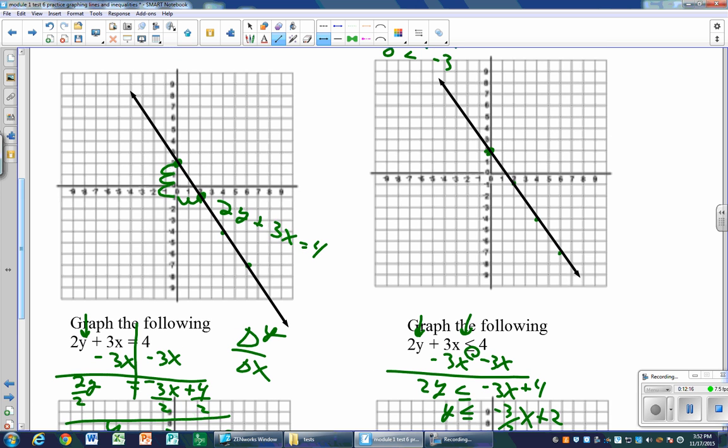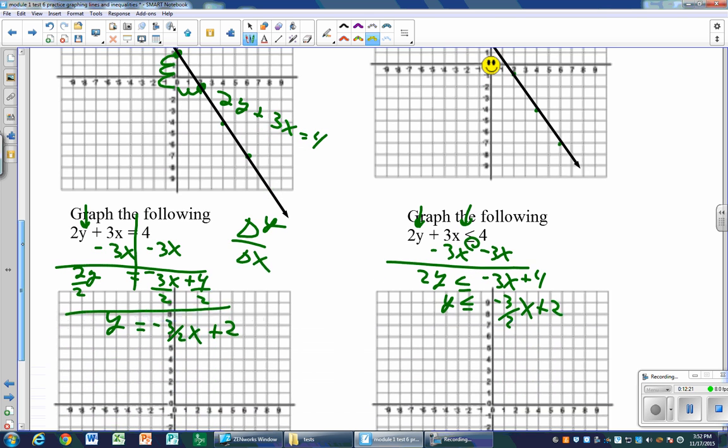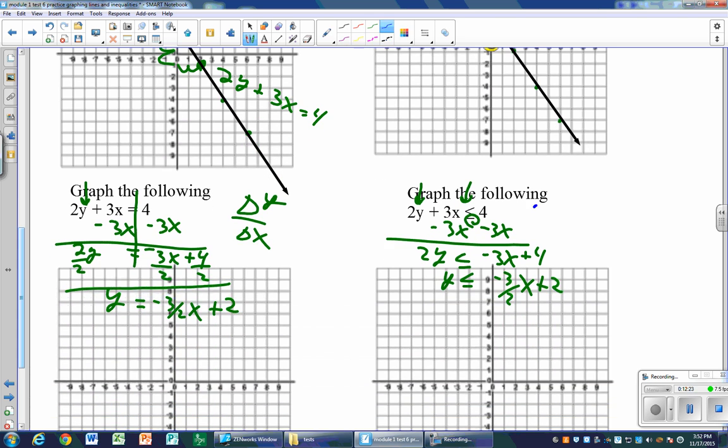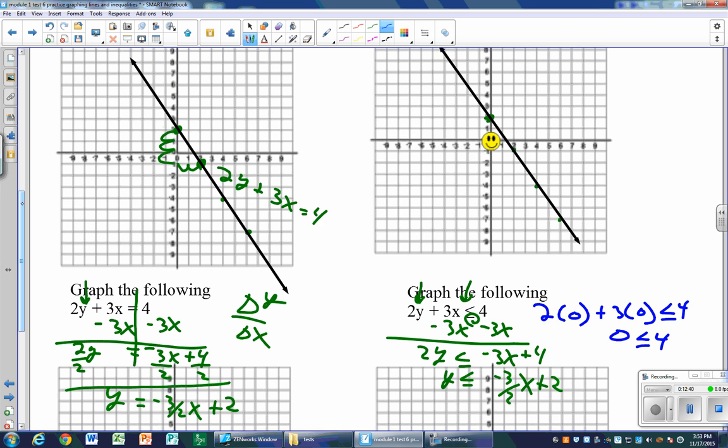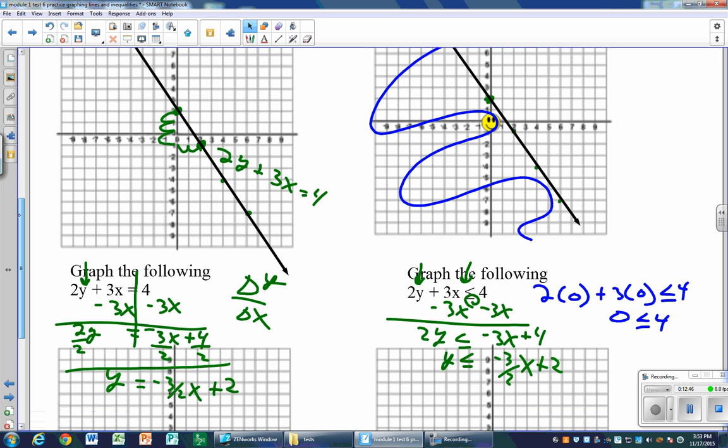Take our favorite point, 0, 0, plug it in. 2 times 0 plus 3 times 0, is that less than or equal to 4? 2 times 0 is 0, 3 times 0 is 0, 0 plus 0 is 0. So is 0 less than 4? Is 0 degrees colder than 4 degrees? Absolutely yes. So we shade the smiley face side, we shade the 0 side.